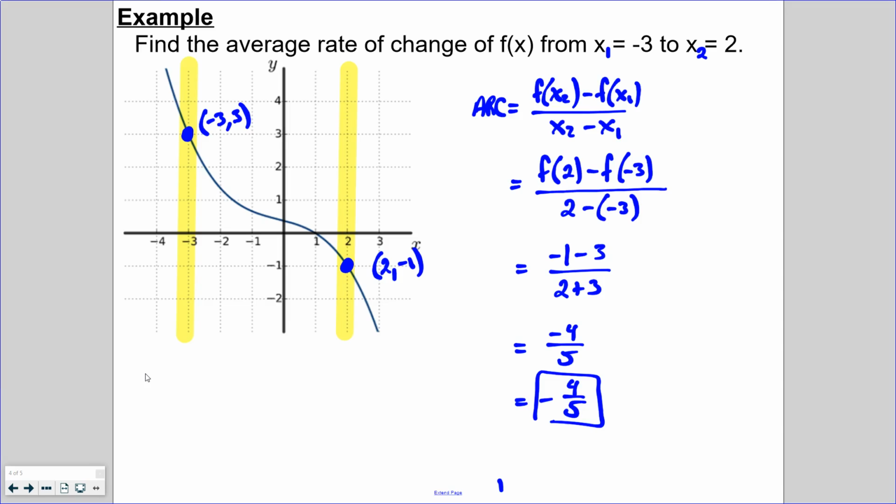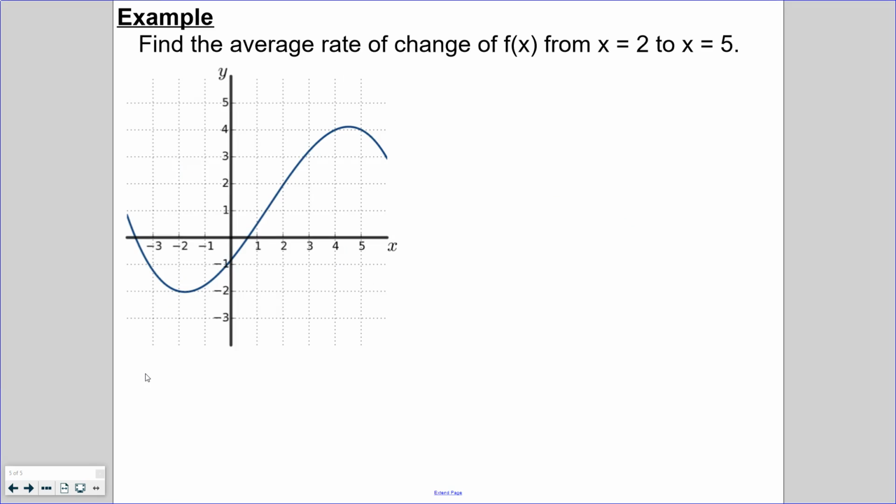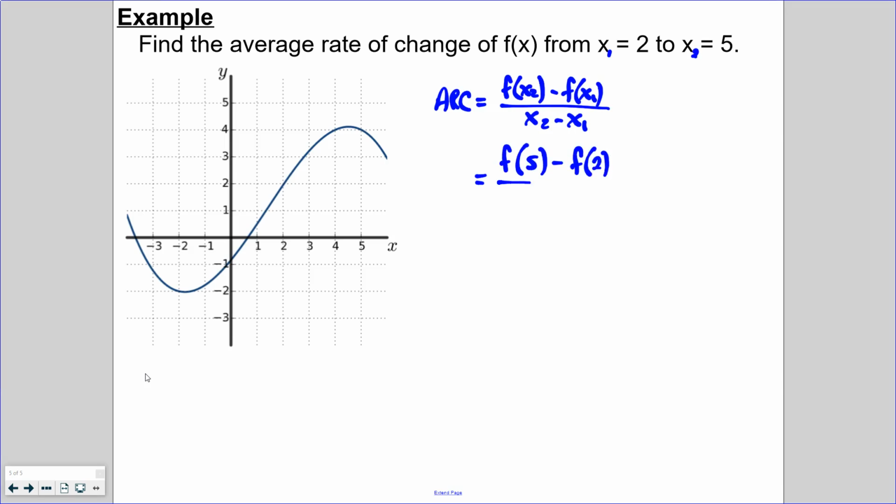And one final example with the graph. Same thing here. Find the average rate of change of f of x from x equals 2 to x equals 5. So they tell us x sub 1 and x sub 2. So the average rate of change, let's write down our formula. And then we can substitute our values in, giving us f of 5 minus f of 2 all over 5 minus 2. Then, to the graph.